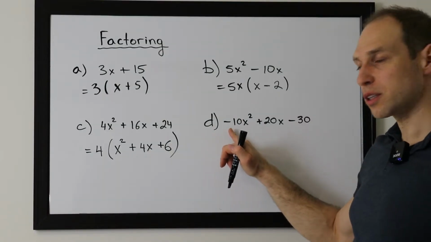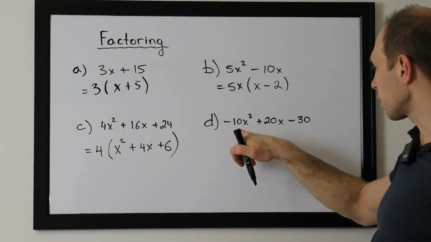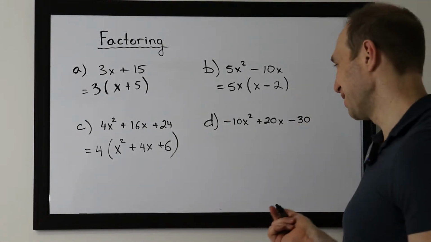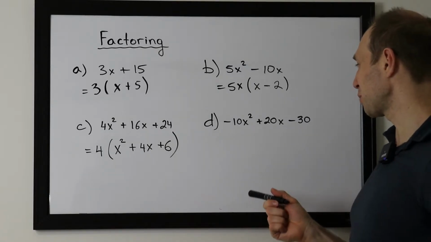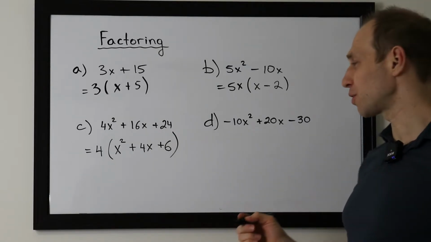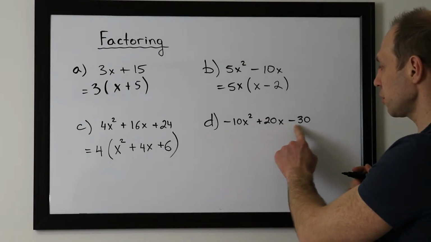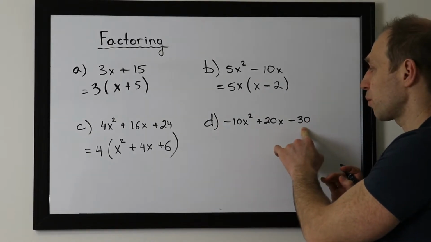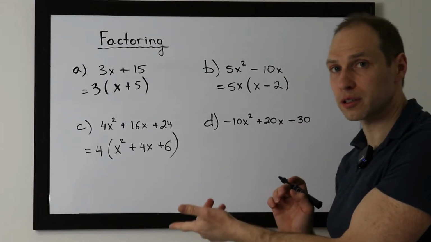This is a little bit different because we have a lot of negatives. So we have a negative here, we have a negative there, and we have a lot of zeros. So the question is, what's our greatest common factor? Automatically we look at the letters and we can see that the last number does not have a letter, and so we cannot factor out an x.